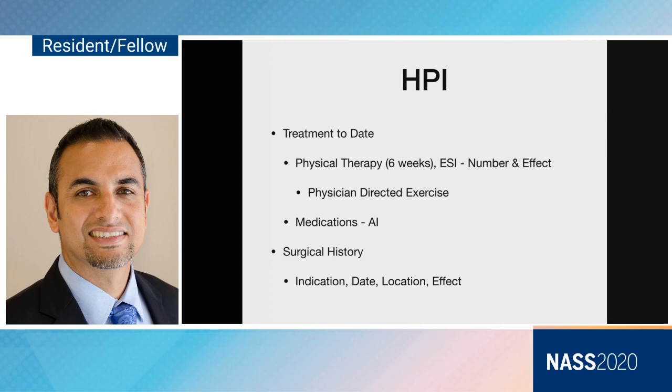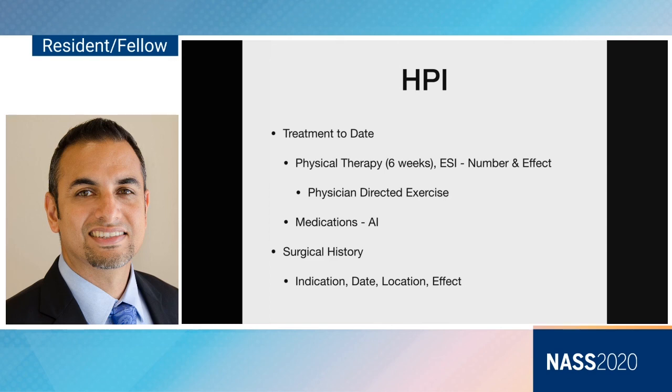If they're taking medications, make sure to include that. In particular, include anti-inflammatories. And surgical history. So oftentimes I think surgical history is glossed over. You might simply just say the patient's had prior spine surgery and the kind of surgery they've had. But I like to spend a little bit of time on this.